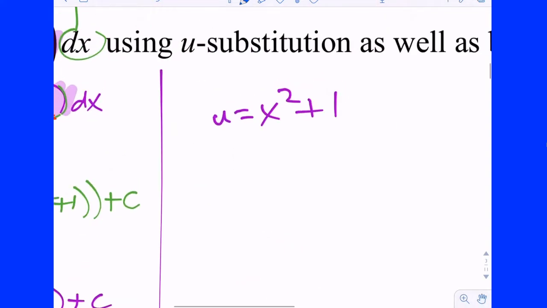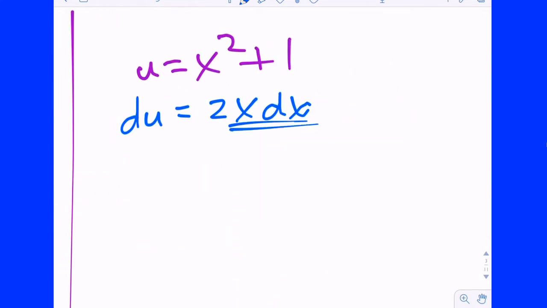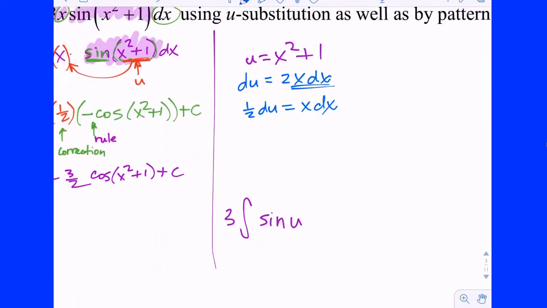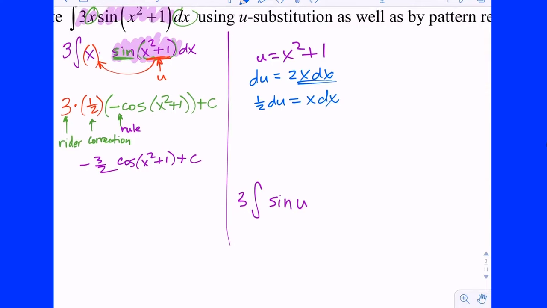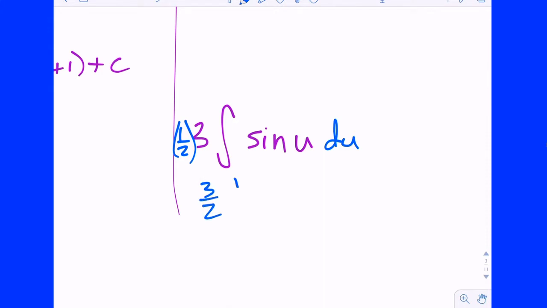So I take the derivative of both sides in differential form. Du equals 2x dx. Well, notice that if I'm looking to replace x dx, I can solve that for x dx by multiplying both sides by a 1/2. So I get 1/2 du equals x dx. And now I can replace those last two little pieces with the 1/2 du. Well, I'm going to put the du as the right bookend, and then the factor of 1/2 I'm going to put out front. And so now I'm left with 3/2 the integral of sine of u du.